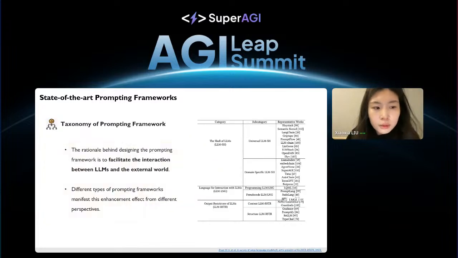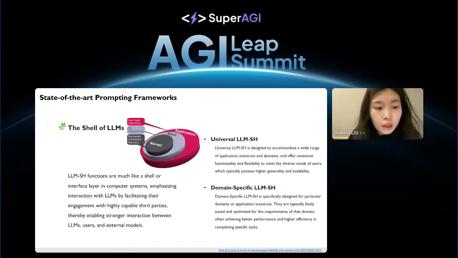The principle behind designing prompting frameworks is to facilitate the interaction between LLMs and the external world. Different types of prompting frameworks manifest the enhancement effort from different perspectives. So we will now give a detailed explanation. First, we introduce the first type of prompting frameworks, the shell LLMs.